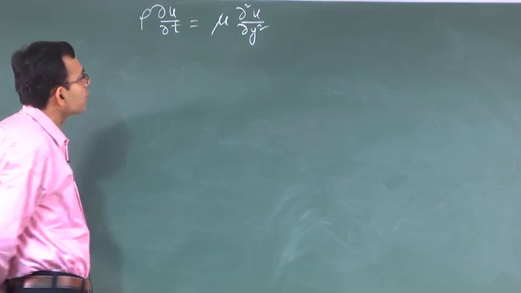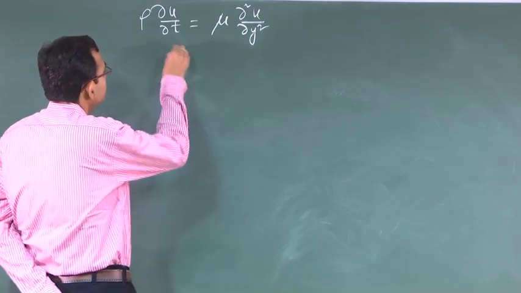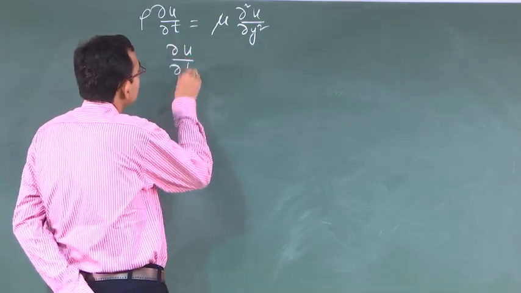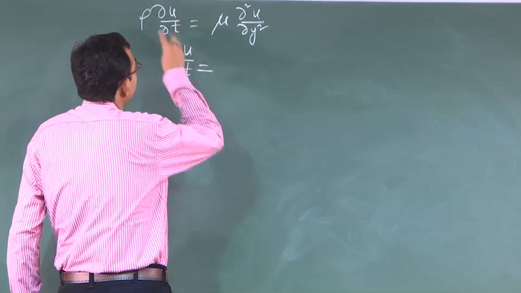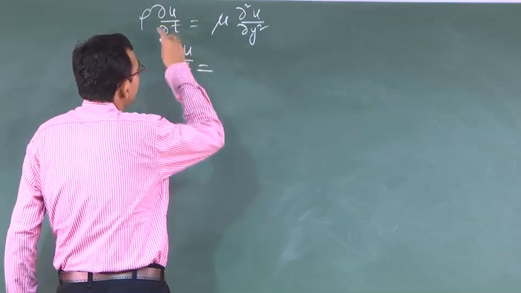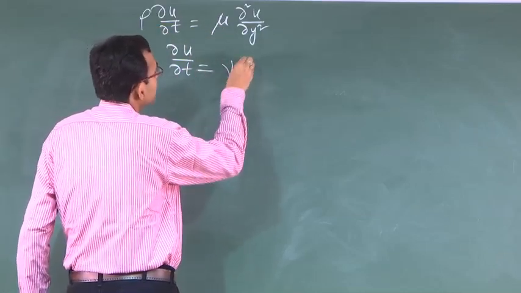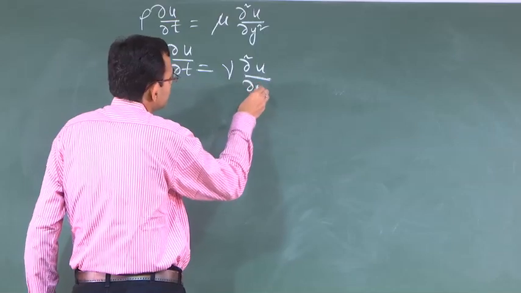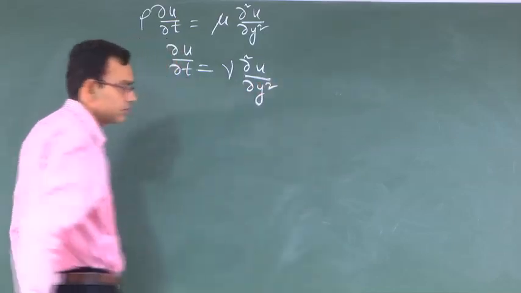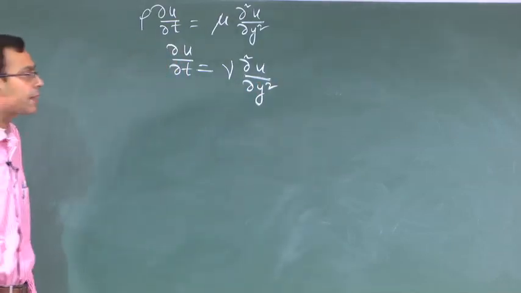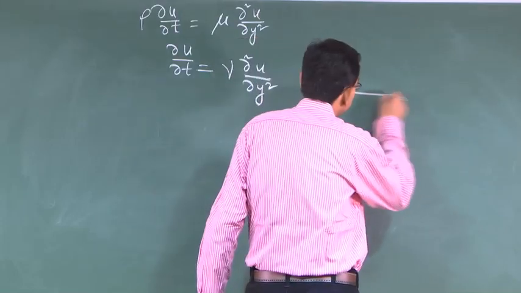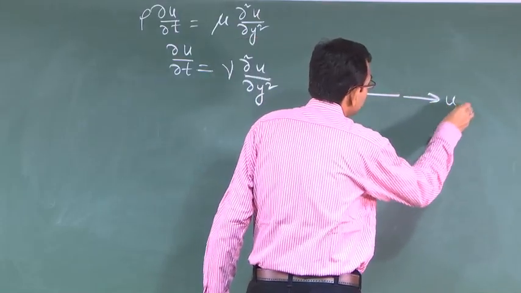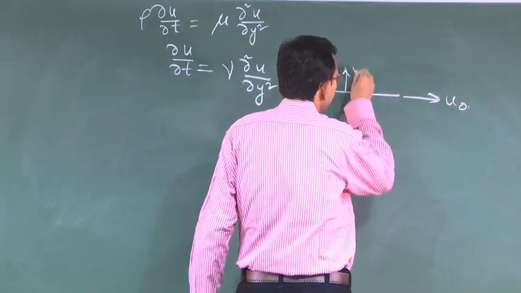So, now we can see that the parameter that matters is mu by rho, which is the kinematic viscosity nu. Let us keep the schematic of the physical problem here.